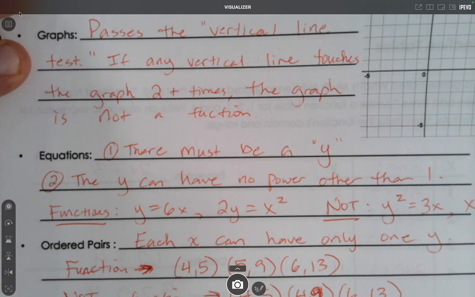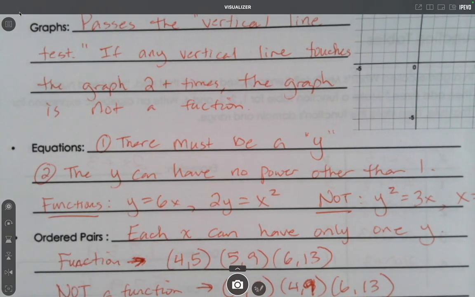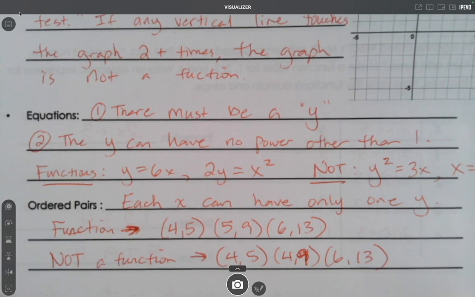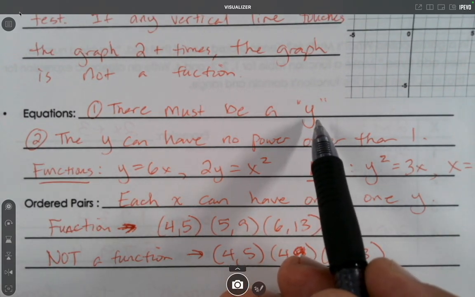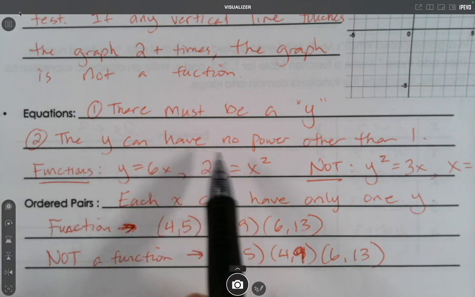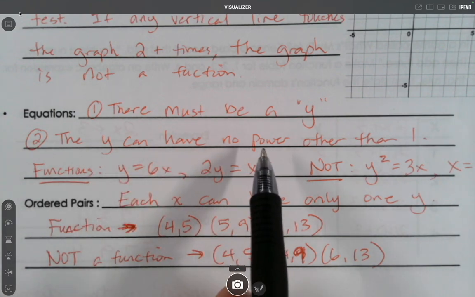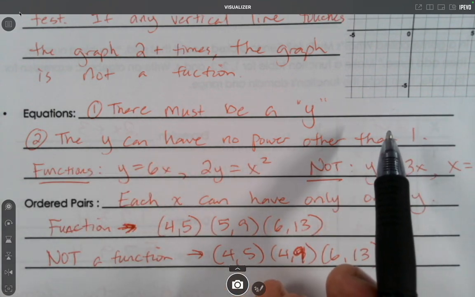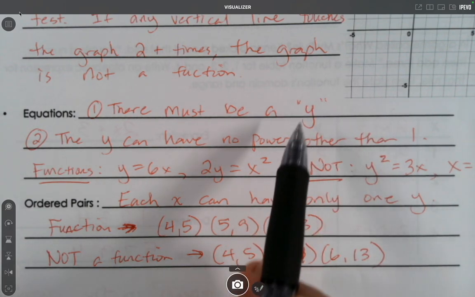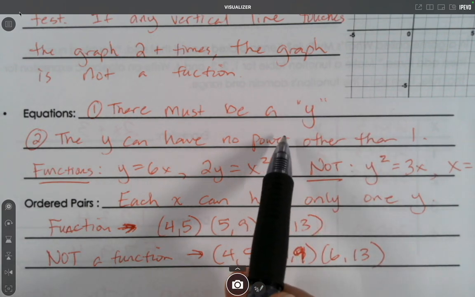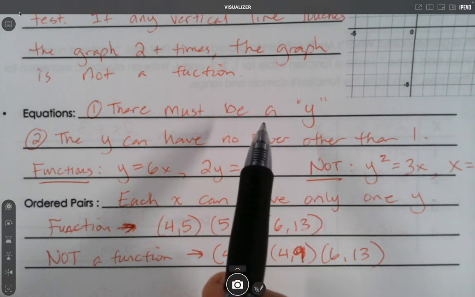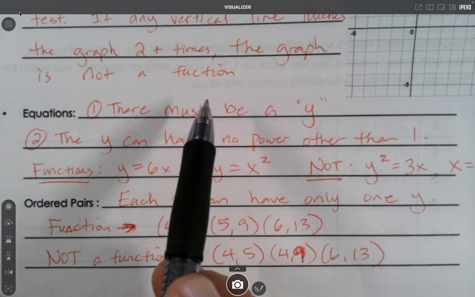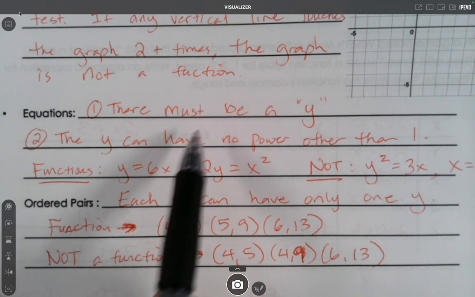Okay, for equations, if you are given an equation and asked, is it a function? There's 2 rules. There must be a y present, and the y can have no other power or exponent other than 1. So those are the 2 rules. If these 2 things are true, it's a function. If either or both of them are not true, then it's not a function. So both of these have to be true to be a function.